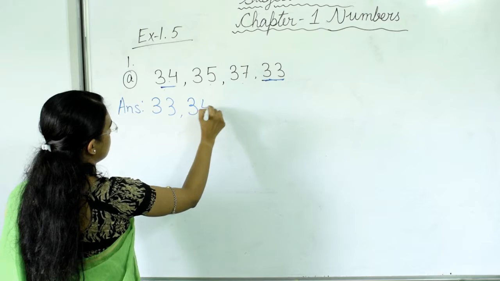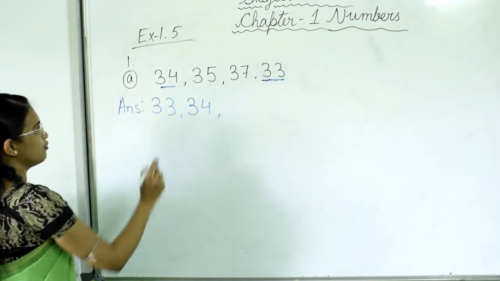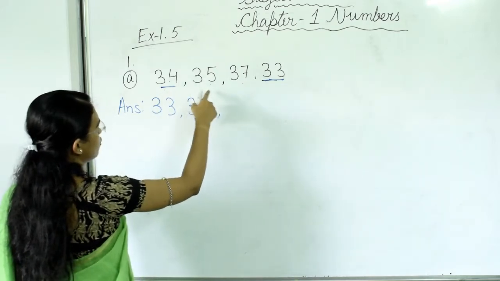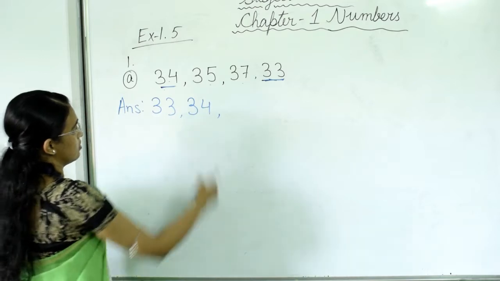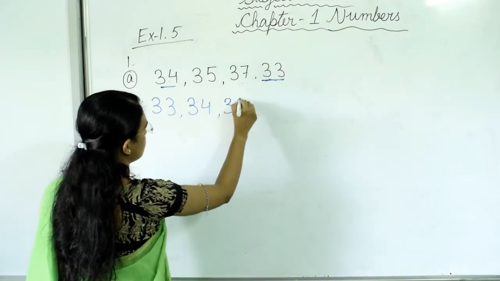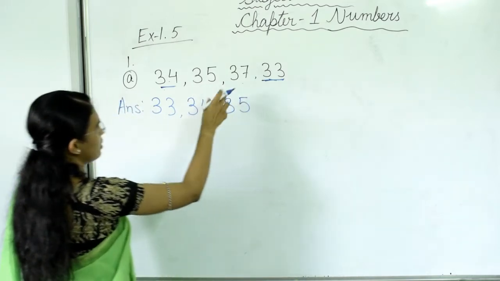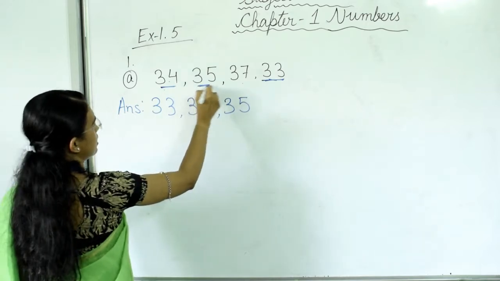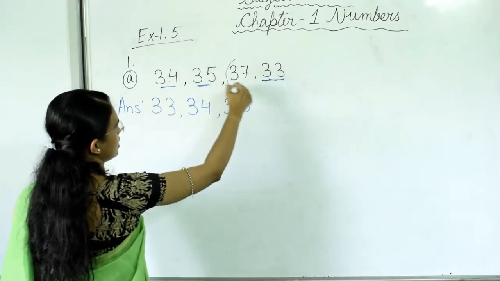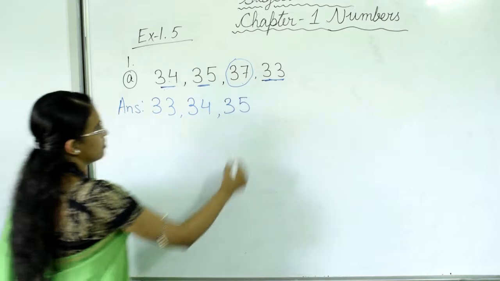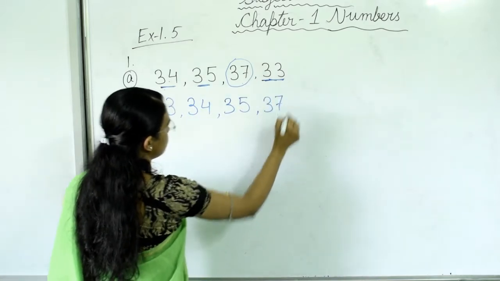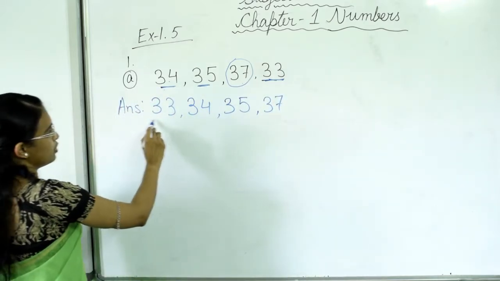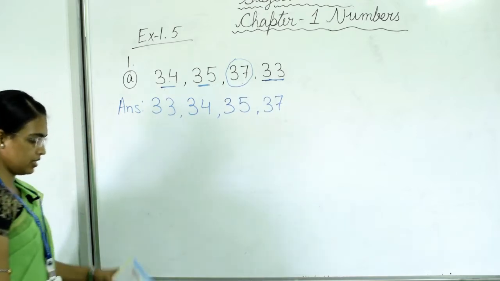Then we have to write 34. And after 34, which number comes after 34? 35 or 37? Yes, 35. So write here 35. Then which number is left? We have written 3 numbers and 1 number is left. What is that? That is 37. So 37 is the biggest number. So look, we have done the ascending order.